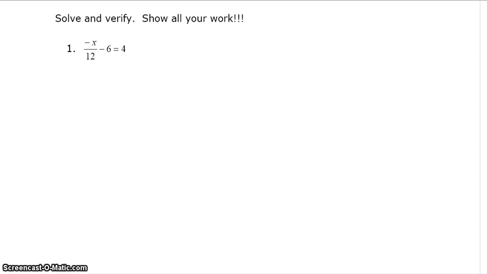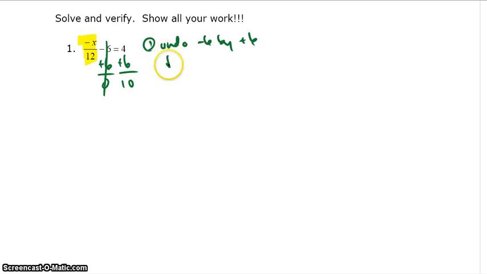Same 2 steps every time, right? Step 1 is to get this x term by itself. So in this case, we do that by getting rid of the 6. It's a -6 right now. The opposite operation is to add 6, so we make 0 on that side. If we add 6 on the left, we have to add 6 on the right. Now we've got 10. That was our step 1. Undo -6 by adding 6 to both sides.